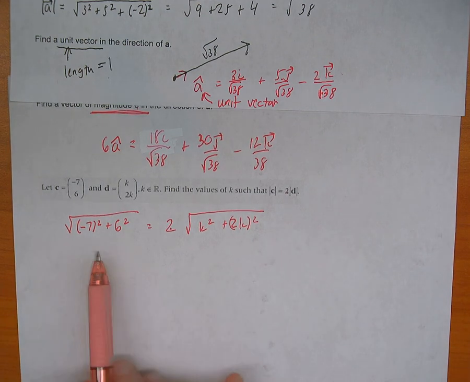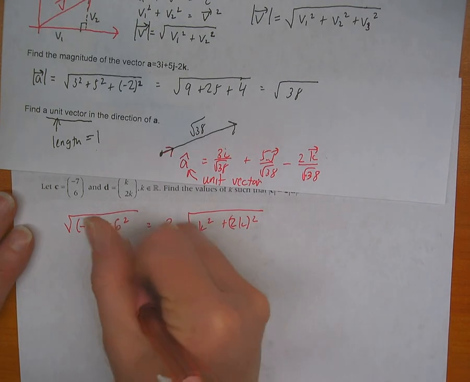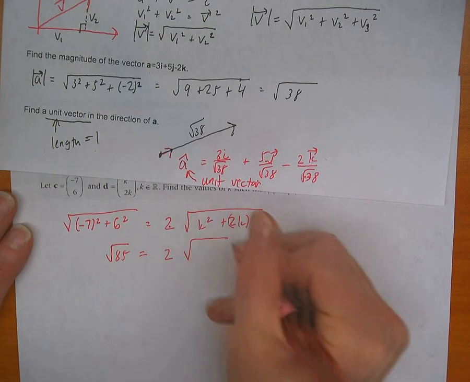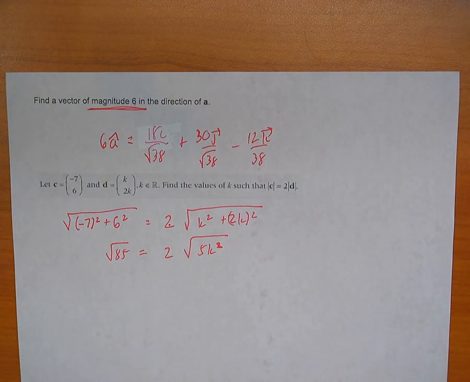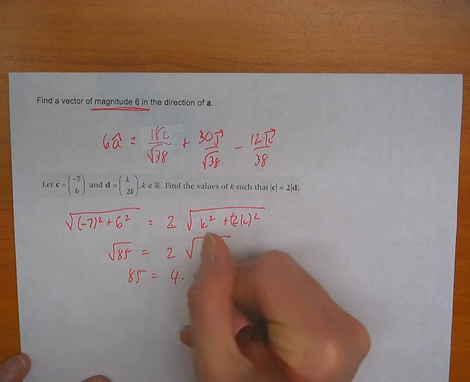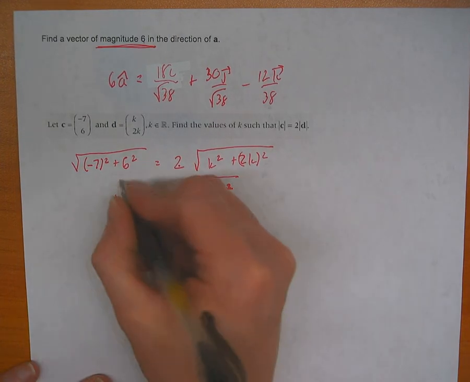So let's see, over here on the left, I'm going to get 49 and 36. So 59, 69, 79, 85. So I get rad 85. Over here, I'm going to get 5k squared because I've got k squared plus 4k squared. So now my goal is really just to get k alone. So one of the things I could do, I suppose, is square both sides. So that way I get 85 equals 4 times 5k squared. Don't forget to square the 2 if you're squaring both sides.